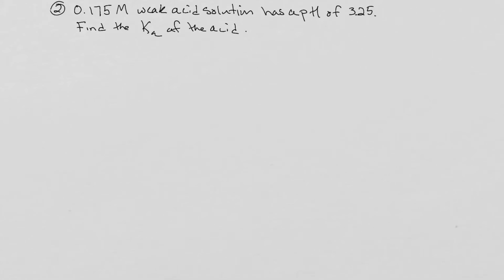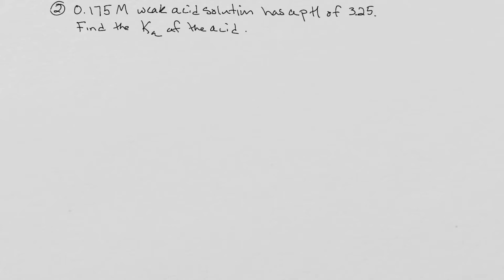Welcome back, class. So in this problem, we're again dealing with another weak acid equilibrium problem, but in this one, we're given the concentration of a weak acid and we're told the pH, and we're asked to find the Ka. So unlike the first example problem we did, where we were asked to find the pH, here we're given the pH and asked to find the Ka of some unknown weak acid.